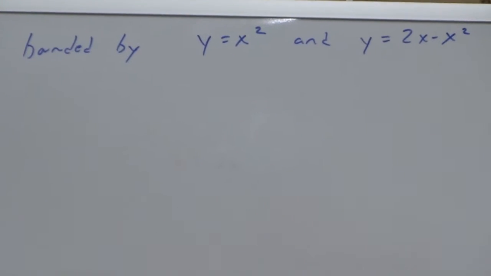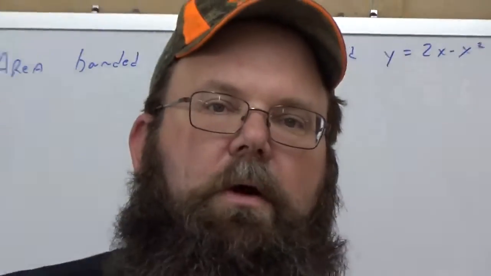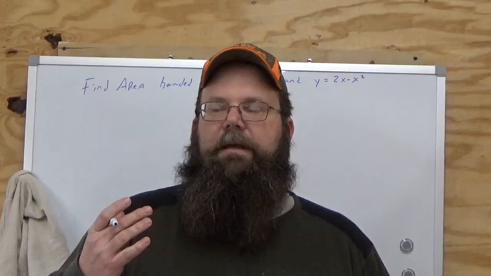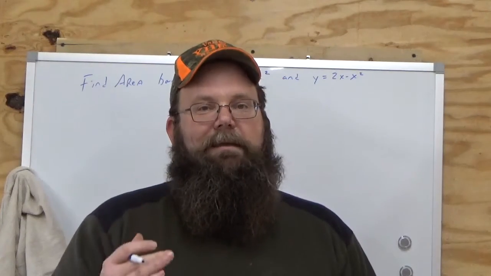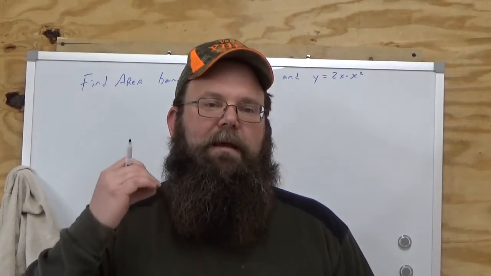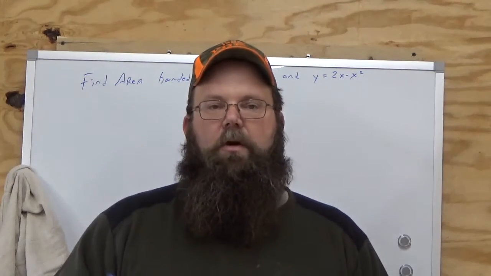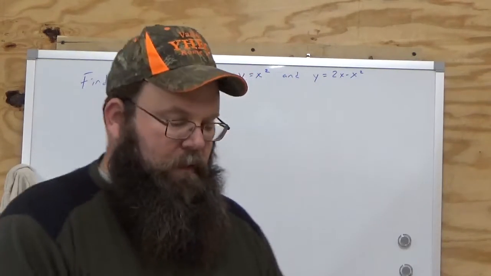Okay, so what does this look like? The very first thing you want to do with these problems is get a picture. Without a picture, you're not going to know which one's on top, which one's on the bottom. Secondly, without getting the points of intersection, you're not going to have the bounds. So here comes Algebra 1, Algebra 2 zooming into the picture that you have to know how to do.